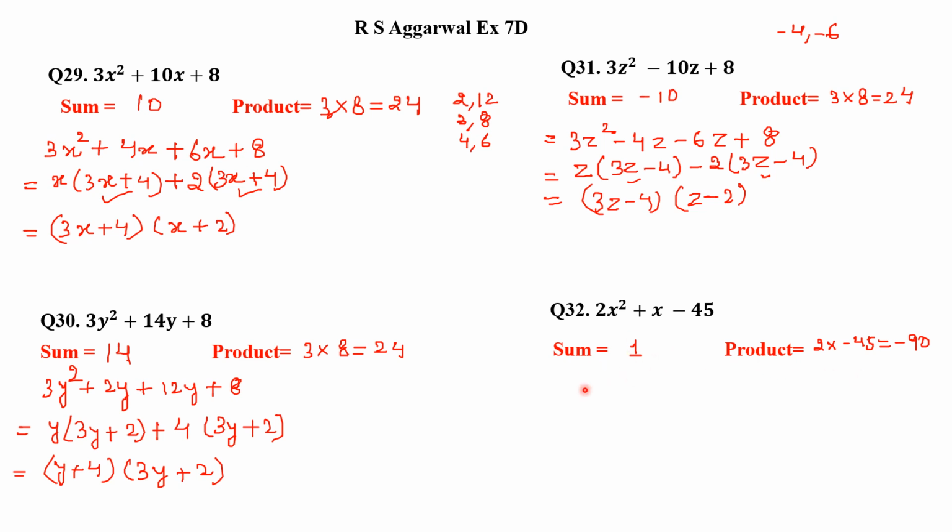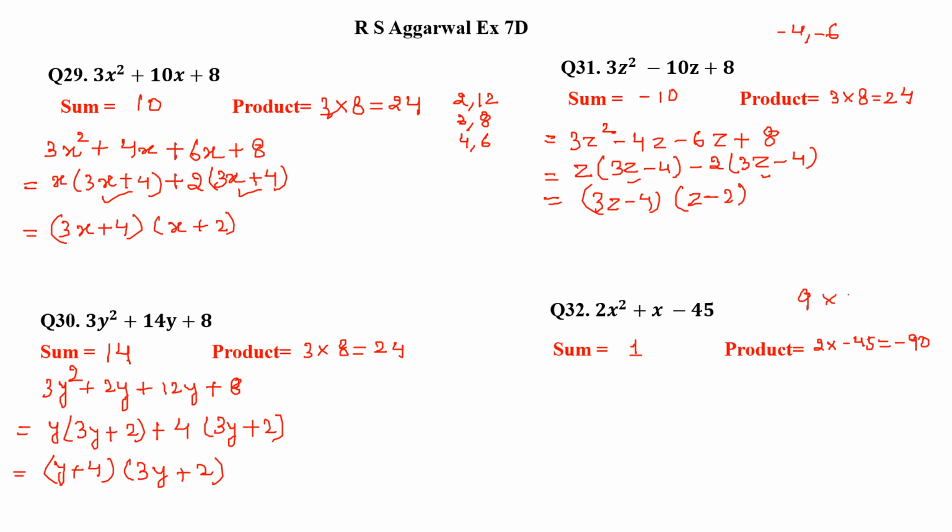Now when will the sum be positive? When you add two integers and the greater integer is positive, then only the sum will be positive. And product is negative, it means from the two numbers, one of the numbers is negative. So 90, it comes in which table? So if we can write directly, 9 into 10 is 90, isn't it?